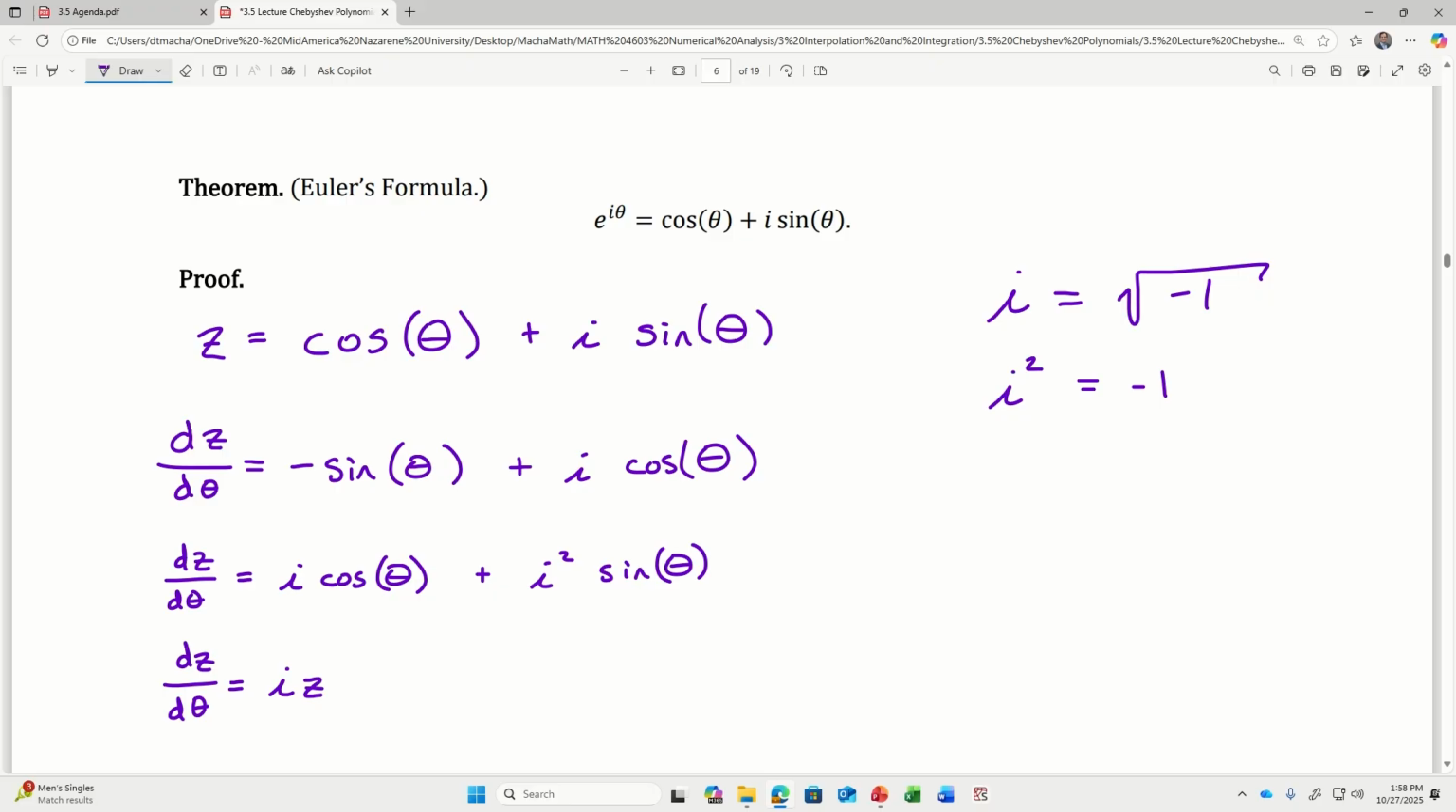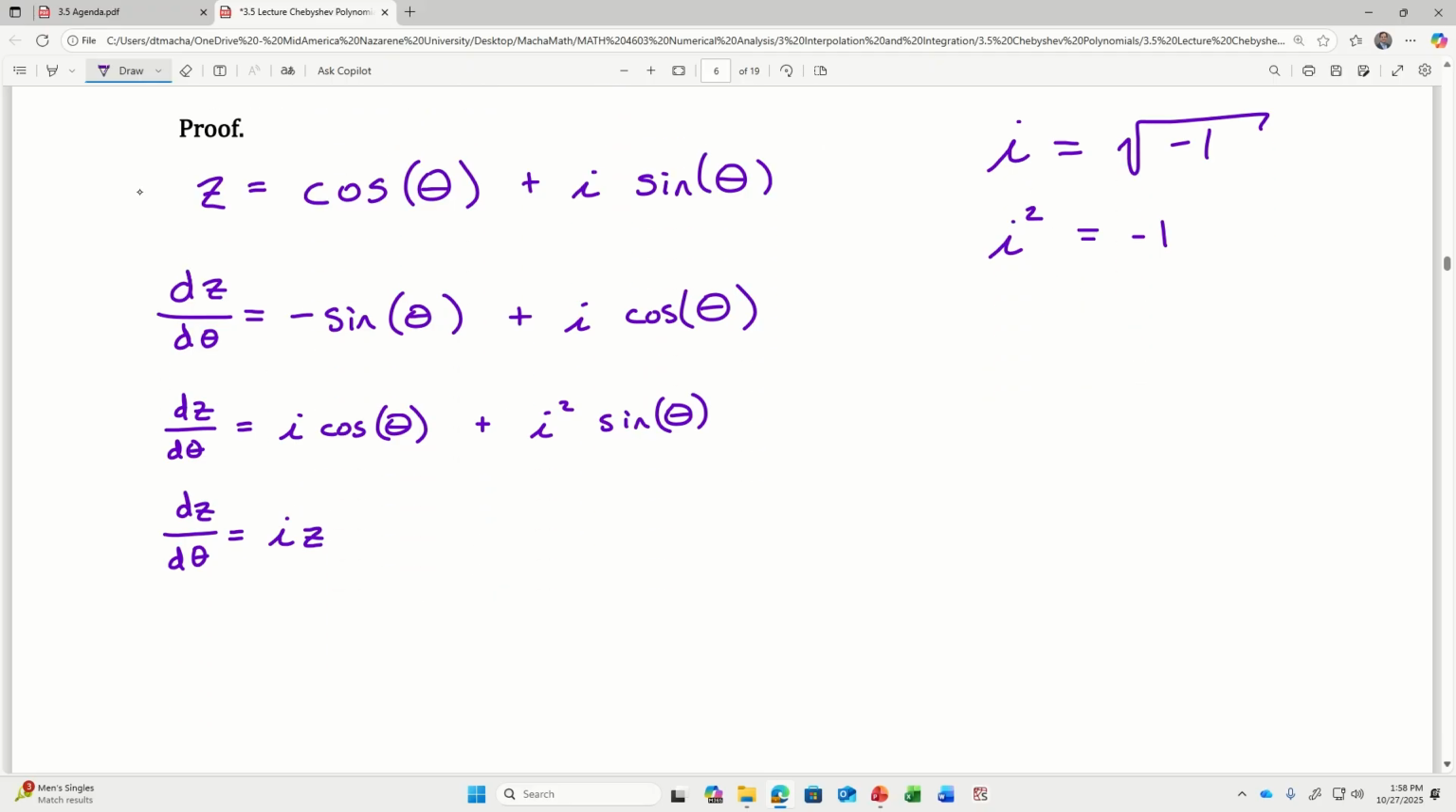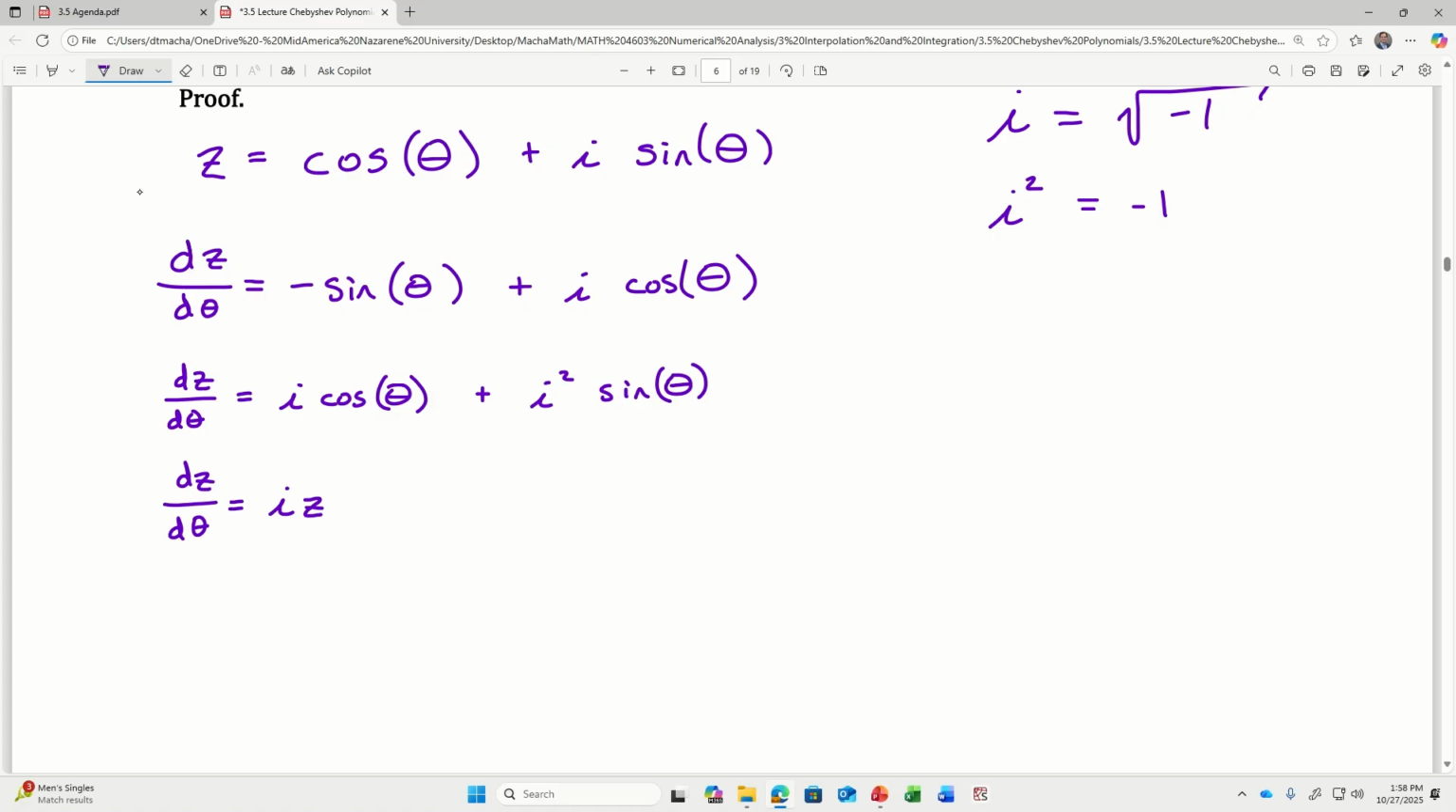Because z is cosine of theta plus I sine theta, if I just multiply both of those terms by I, I get the derivative here. Now, what I would like to do next is divide both sides by z. So I'll write 1 divided by z times dz d theta is equal to I. And then, to keep my equation balanced, I'm going to take on the left side the antiderivative with respect to theta, and on the right side the antiderivative with respect to theta.